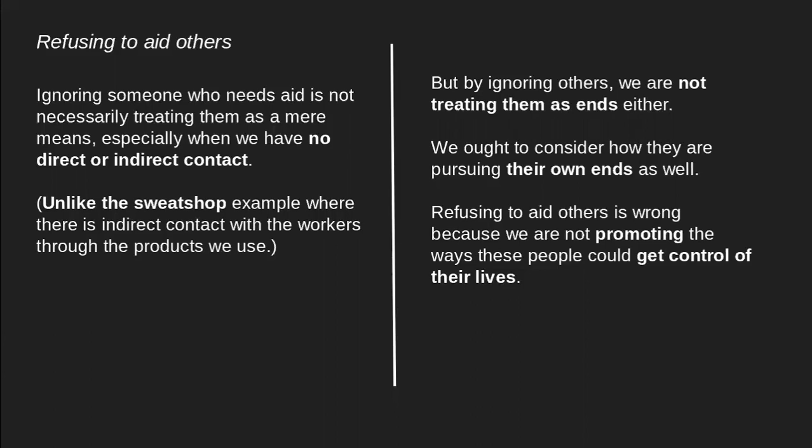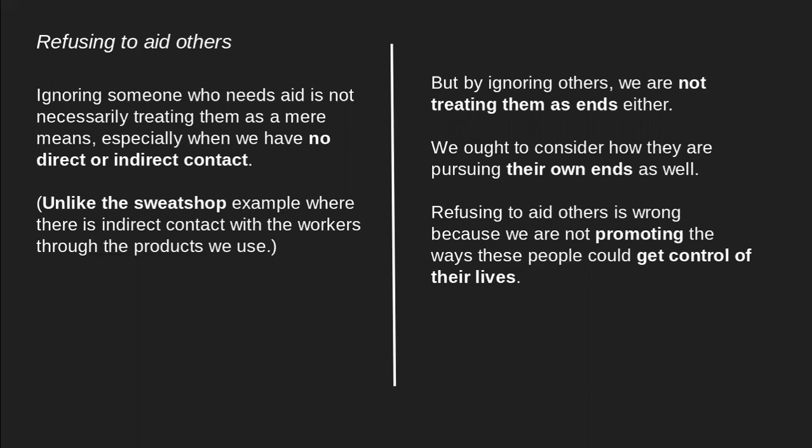Kant says, maybe you're not treating that person as a mere means, but you're not treating them as an end either. That's why this behavior is against the second formulation of categorical imperative. And here on the left-hand side of the slide, I just put in parentheses this sentence, which is also important. Unlike the sweatshop example, where there is indirect contact with the workers through the products we use. So in the sweatshop example, the workers were working under difficult conditions to produce the clothes that we are buying. The garments, the shoes, the toys especially, they are produced in sweatshops all around the world.